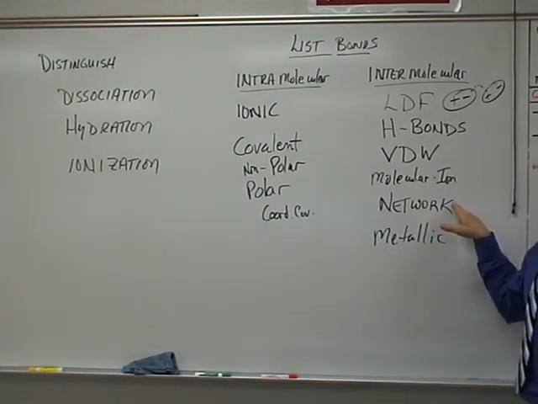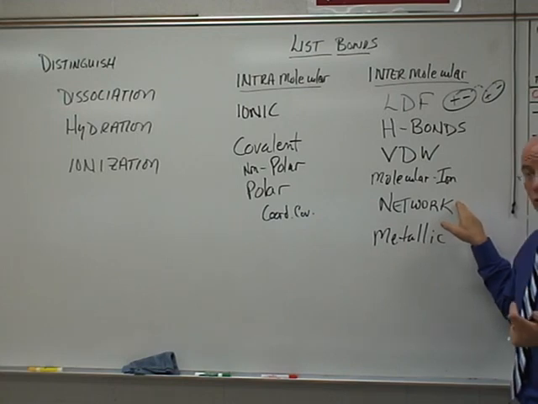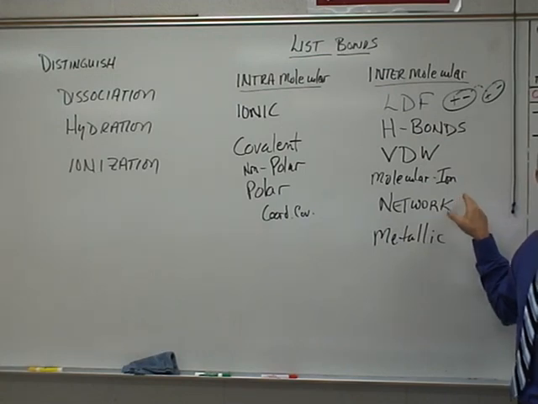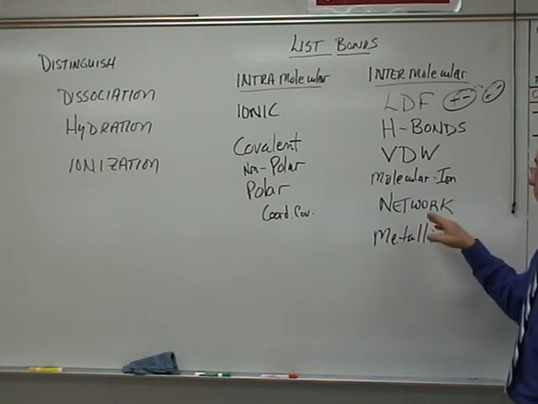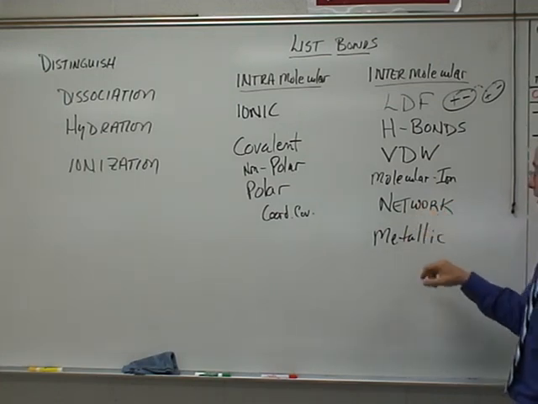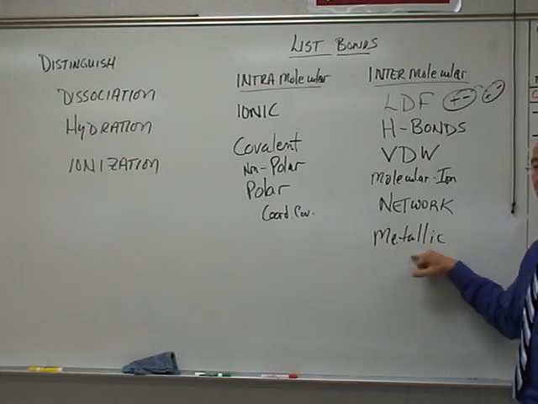All right, what are the characteristics of a network solid? Huge, very high melting point, hard, insoluble, hard crystals. Poor conductors, so again, that's in there. And the last thing was the metallic bonding.